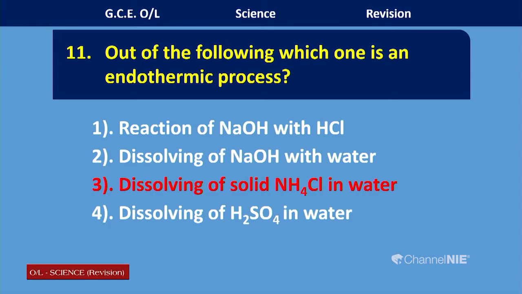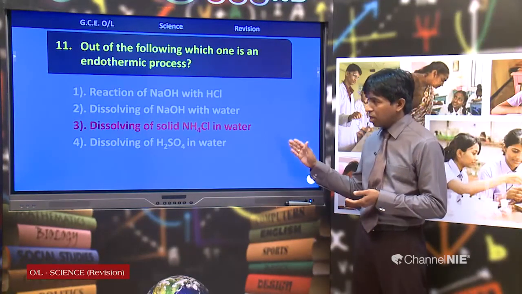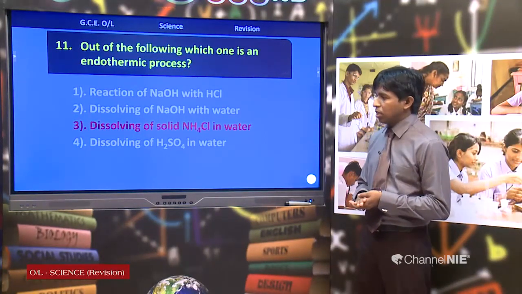When you react a metal with an acid, then also heat is liberated. So, basic reactions, whether they are endothermic or exothermic, you should know. Exo means heat is liberated to the surrounding and endo means heat is absorbed from the surrounding. During an endothermic process, the temperature of the solution decreases. Therefore, the answer for question number 11 is the third.